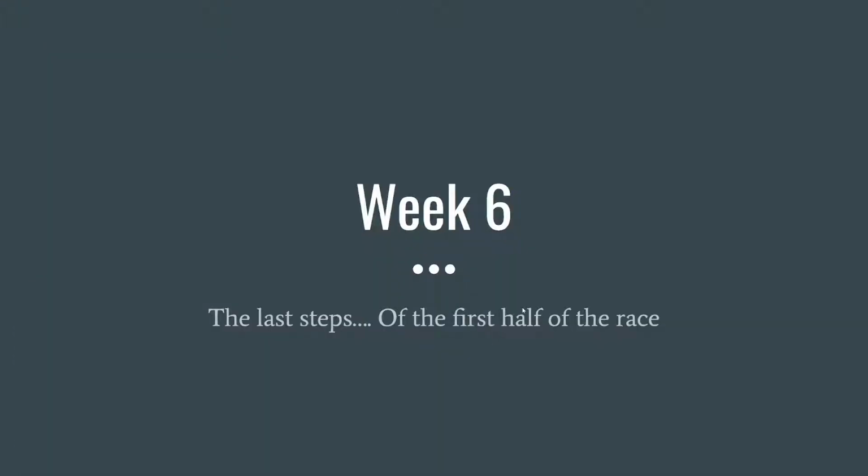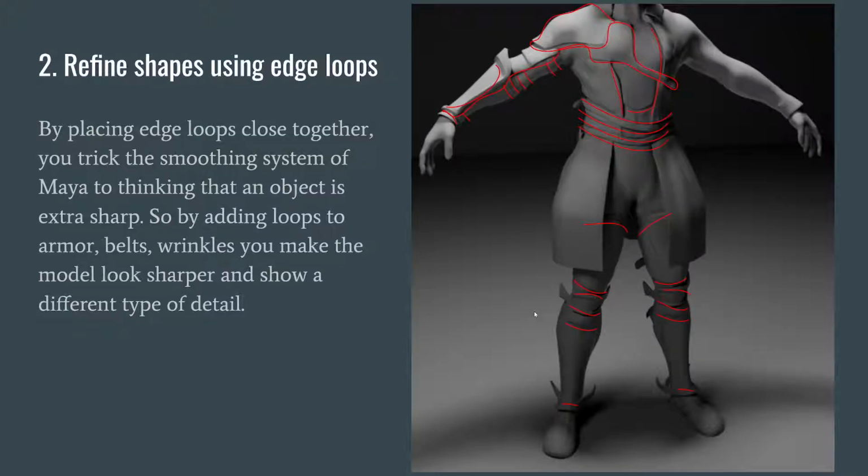Moving on from attaching the head, finally we get to week 6, where I smoothed the character and then used a bunch of edge loops to pronounce different aspects of his body, such as the belts or the armor on his shoulder and arms and around the boots. I think it came out really well. Looks super duper clean.